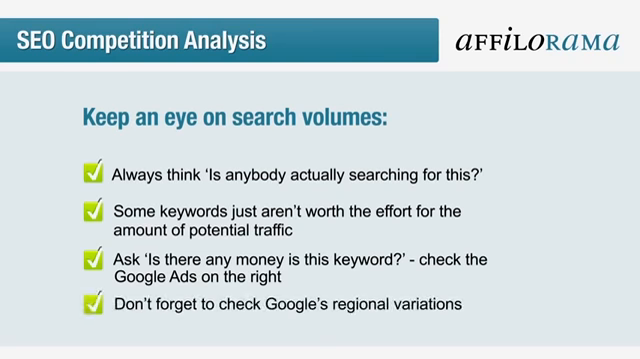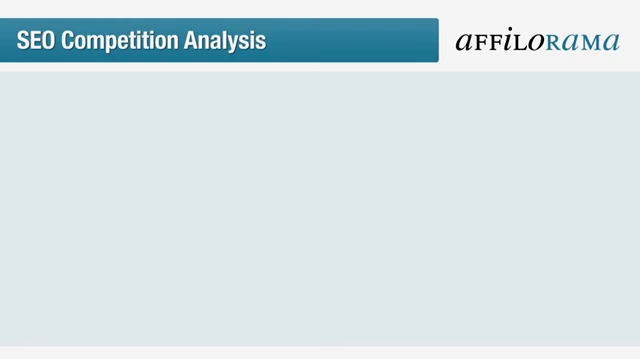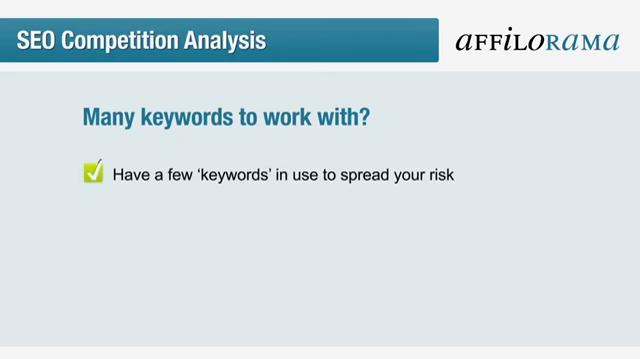When checking this, be sure to account for Google's regional variations. If you're searching from outside of the United States or Canada, you might not see as many ads as you should. When you build an affiliate site for SEO, you shouldn't focus on one keyword, but instead have a few. That way your main keyword isn't the make or break focus of your SEO campaign.